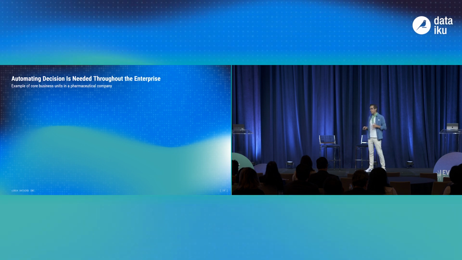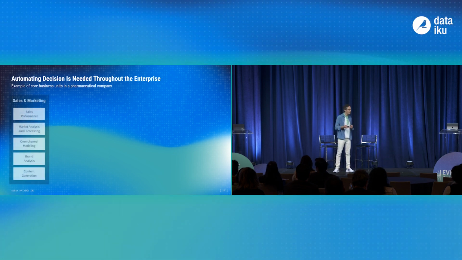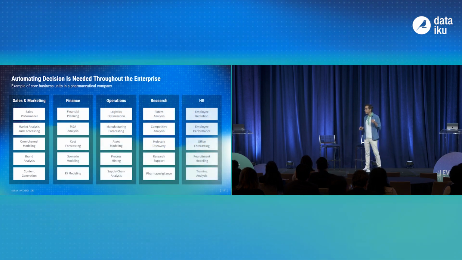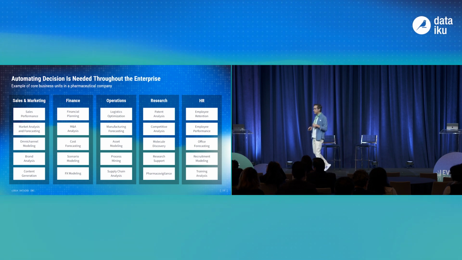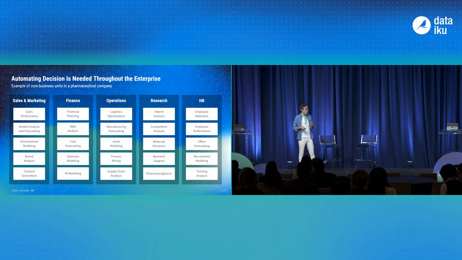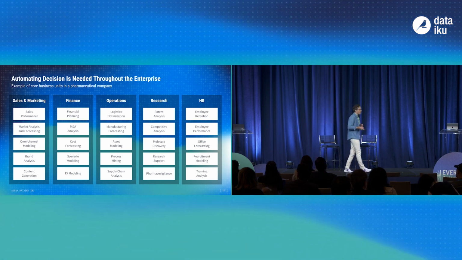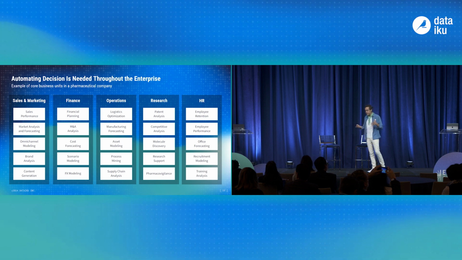Well, let's take the example of a large pharmaceutical company, like some of you in the room. If we look across the different departments, sales and marketing, finance, operations, research, HR, we've chosen 5 different departments, and in each of those 5 departments, we can probably easily imagine 5 different domains which could benefit from an agent, or actually probably several different agents. So let's dig into that.